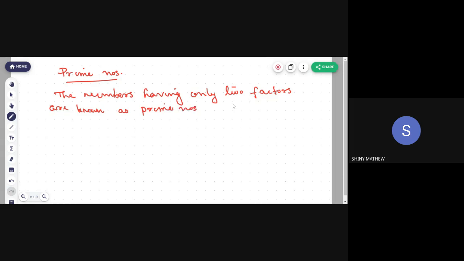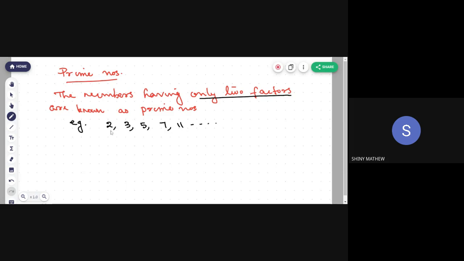The numbers having only two factors. You underline only two factors. The numbers having only two factors are known as prime numbers. Example, we know the number 2, that is the first prime number. 2 is the first prime number. Then 3, 5, 7, 11, etc. Okay, these are the prime numbers, because here we can see all these numbers have only two factors.